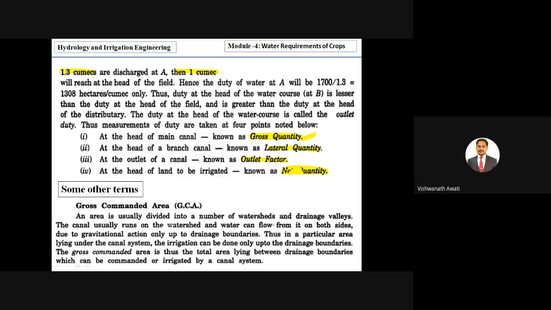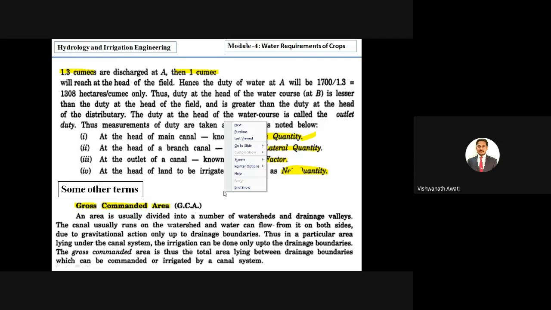So we'll go for some other terms. These are very important terms to understand. One is very important: gross commanded area. The word is very important, so we'll see one by one. Gross means total, including all. Commanded means it is commanded by the canal, the area.